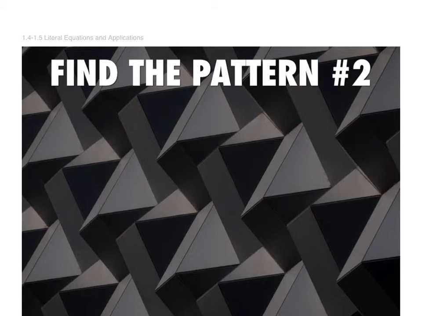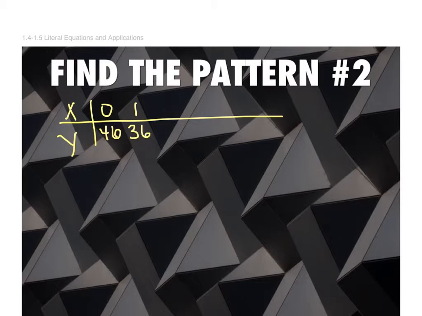Alright, we're going to do one of those again. So we'll have x, and we'll have y. We'll have 0 and 46, 1 and 36, 2 and 26, 3 and 16. So again, we're looking for that constant rate of change, meaning that if it has that constant rate of change, it's a linear equation. So we look at this, and x is increasing because it keeps getting larger and larger.